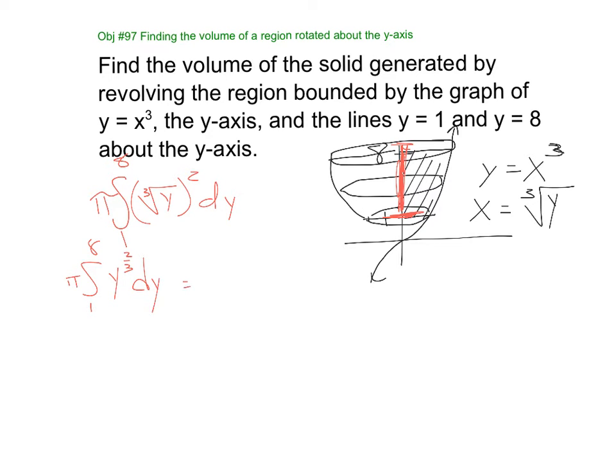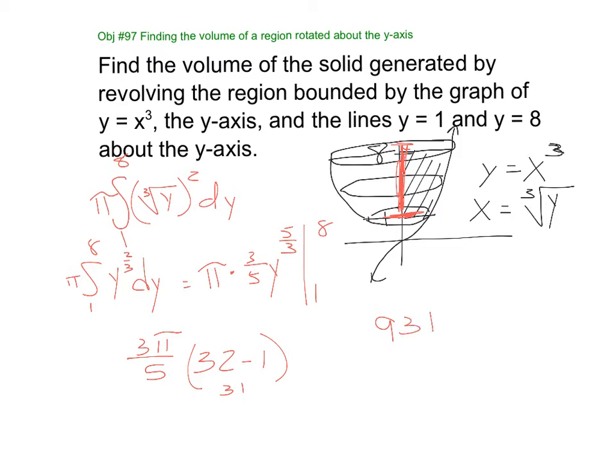We can do this without a calculator. So that's pi times y to the 5/3, 3 over 5, from 1 to 8. 3 pi over 5 times, let's see, the cube root of 8 is 2. 2 to the 5th is 32, minus 1. So that's 31 times 3, so 93 pi over 5. Right. So that's about as basic as you can get. Flat up against it, it's rotating, making this weird cylindrical thing.